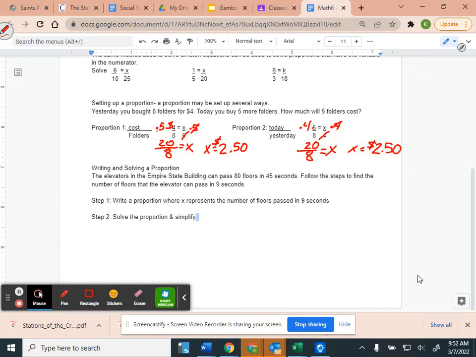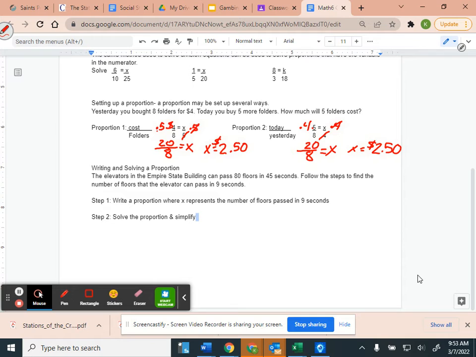Writing and solving a proportion. The elevators in the Empire State Building can pass 80 floors in 45 seconds. Follow the steps to find the number of floors that the elevator can pass in 9 seconds. How can I set up a proportion? What would that proportion look like? If it can go 80 floors in 45 seconds, how many floors can it go in 9 seconds?